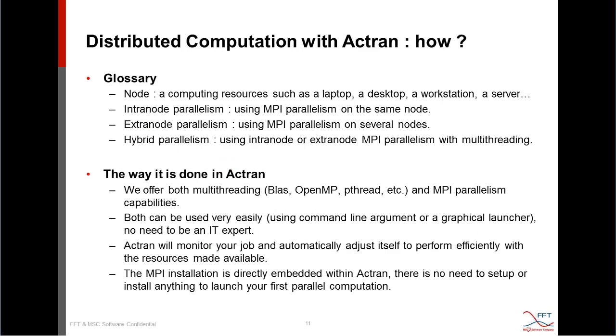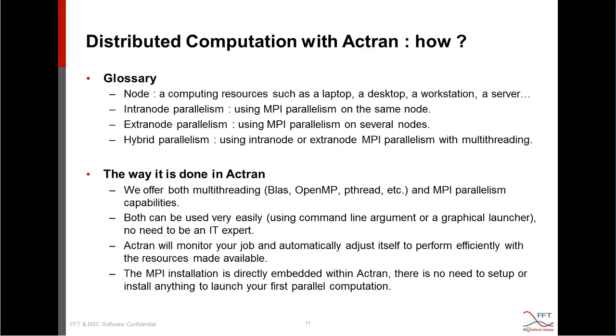Just a bit of vocabulary before starting to explain what is done in Actran. Let's speak about a node. A node is any computing resource. So it's your laptop, your desktop, a workstation, a server on your cluster, and whatever. When we speak about intranode parallelism, we mean the MPI parallelism that is limited to a given node. It means that all the computation will be done on the same node. When we speak about extranode parallelism, it means that you will distribute your computation on several nodes, maybe on a cluster, maybe on two different computers that you have on your desk.